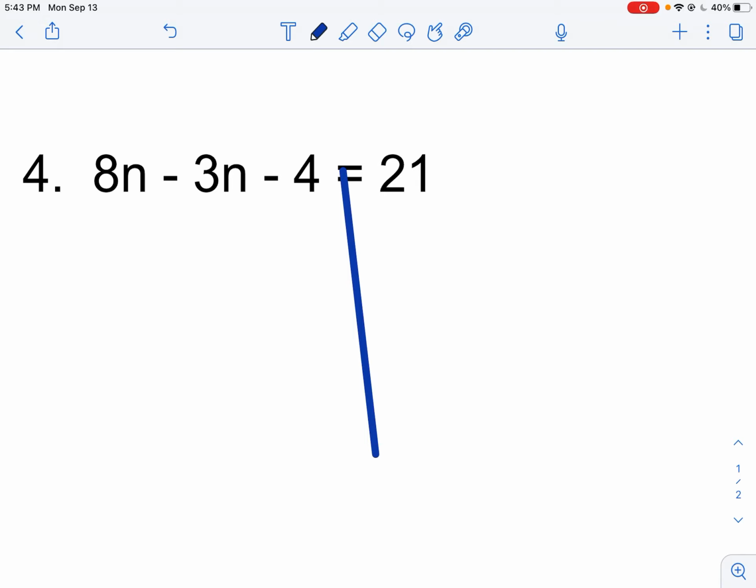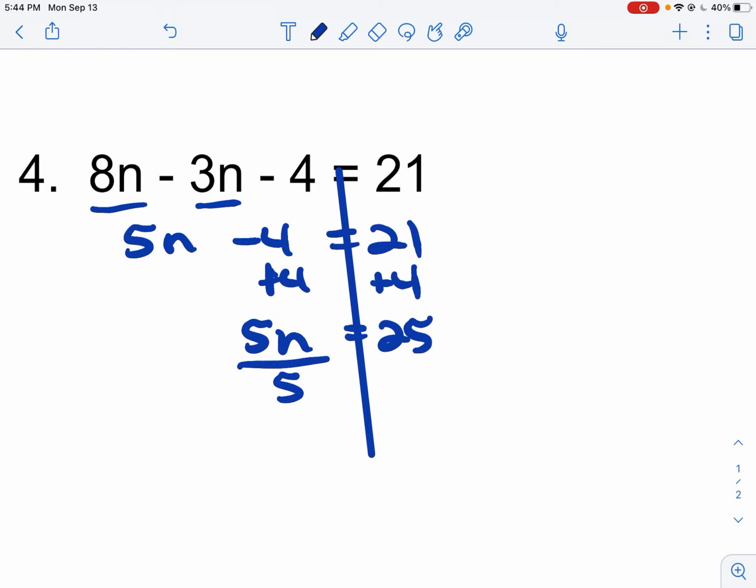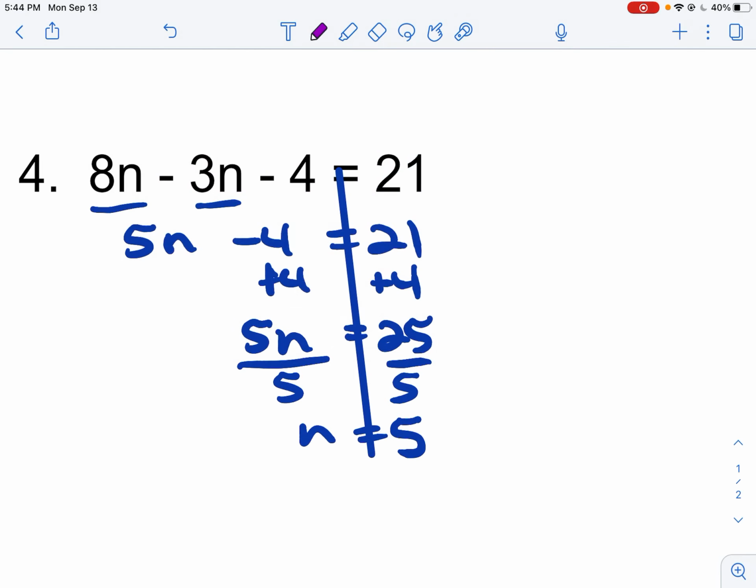Okay. So on this one, there's no distributive. So I combine like terms. So I get 5n minus 4 equals 21. So then I undo my subtraction by adding 4. I get 5n equals 25. I divide by 5 on both sides, and n equals 5.